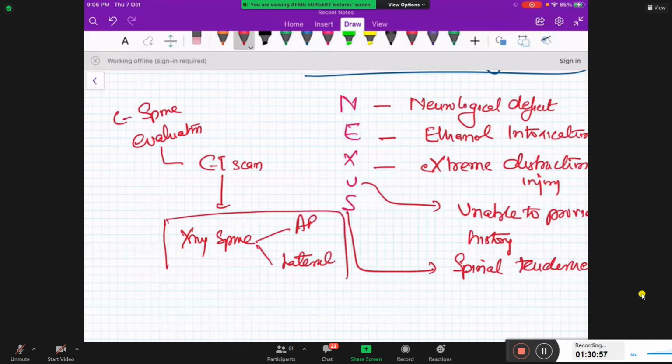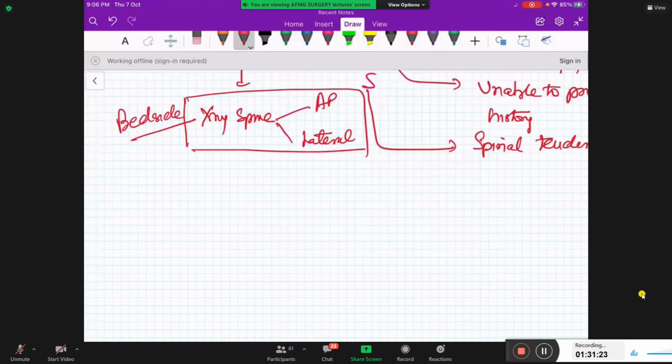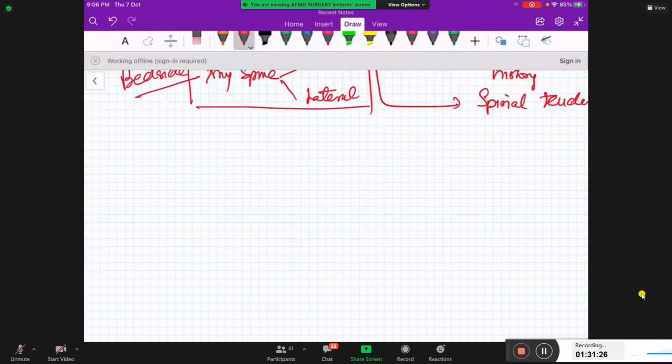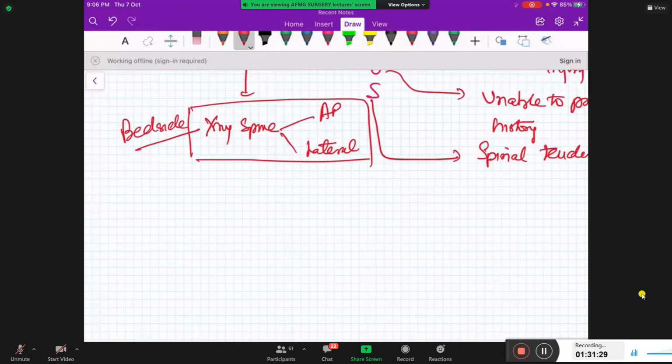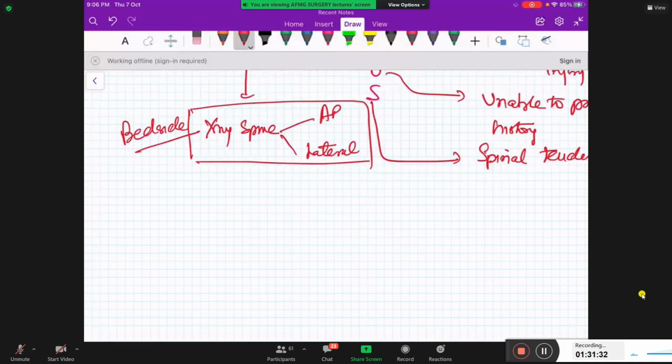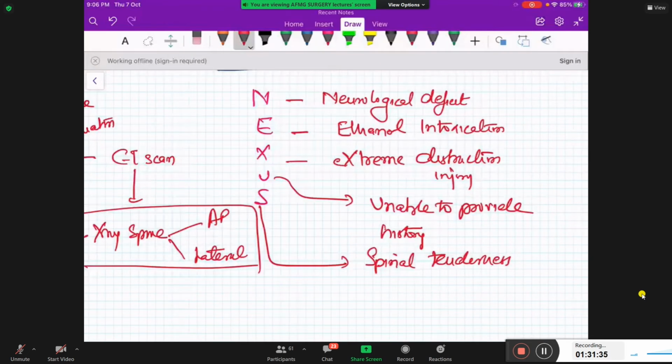And please note this point, very important. Whenever we do X-ray of the spine, we should always do it on the bedside. We should not be sending the patient for X-ray. We should get this X-ray done on a bedside. Okay, this was about: if the patient has a neurological deficit, ethanol intoxication, an extreme distraction injury, can't provide history, or has spinal tenderness, you can't remove the collar.